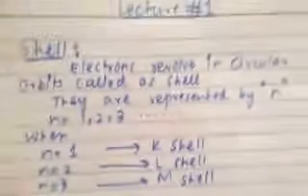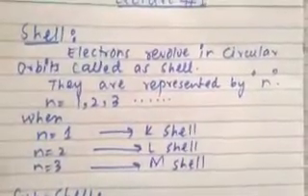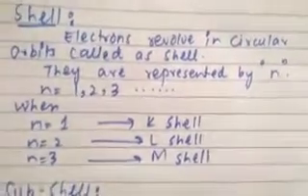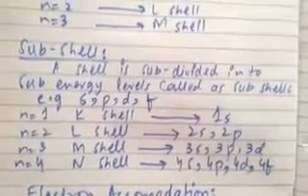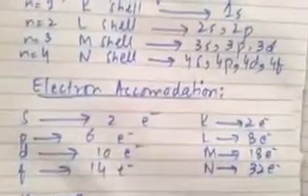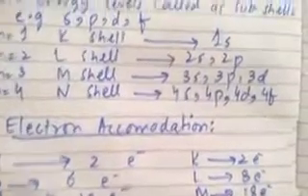So this is our lecture today about shell and subshell. You should know what a shell is and what a subshell is, because when we do electronic configuration, this topic will be very helpful for you. Today we have learned about shells: their definition, representation, types, and electron accommodation. Next was subshell. We discussed its definition, types, examples, representation, and electron accommodation. So this was our lecture today.